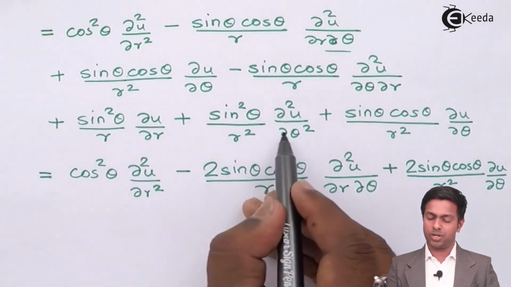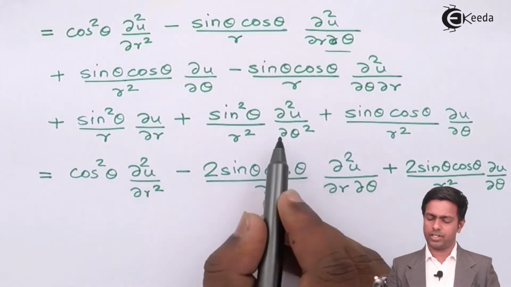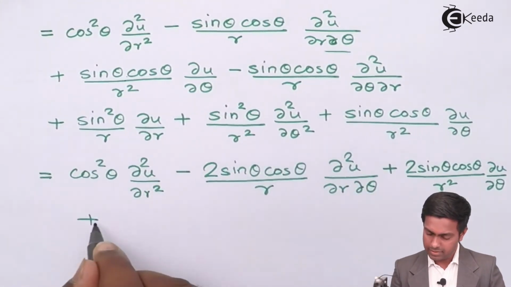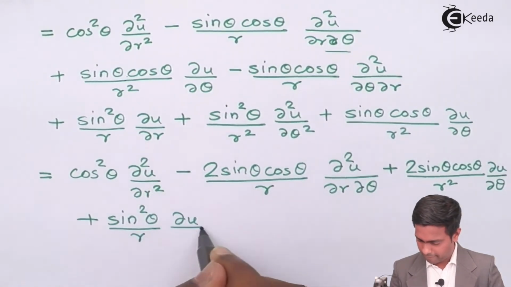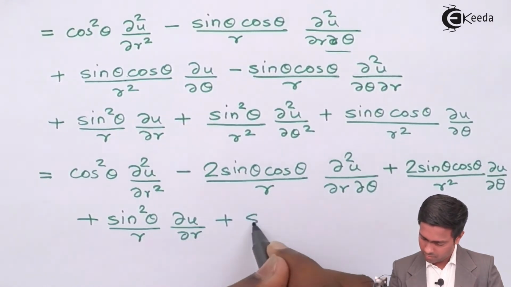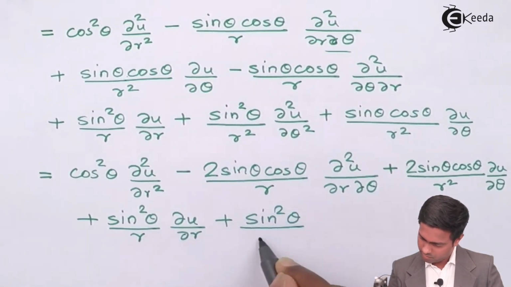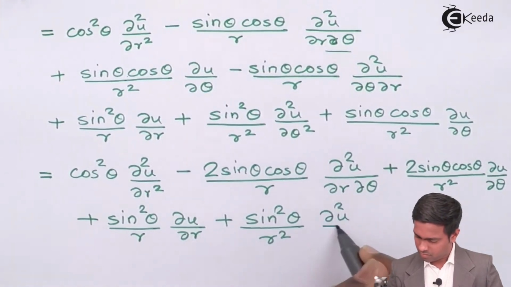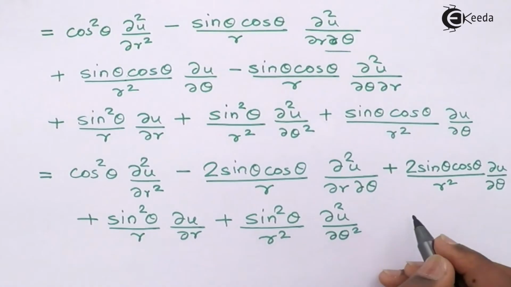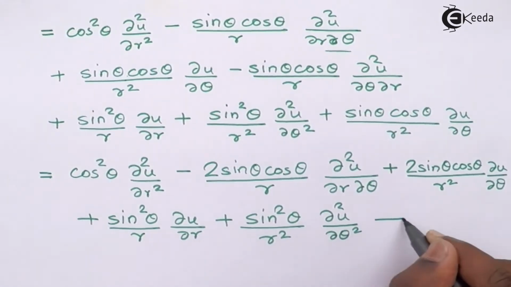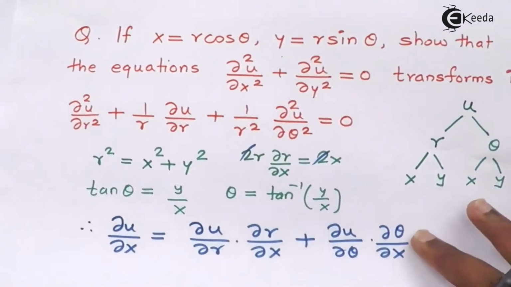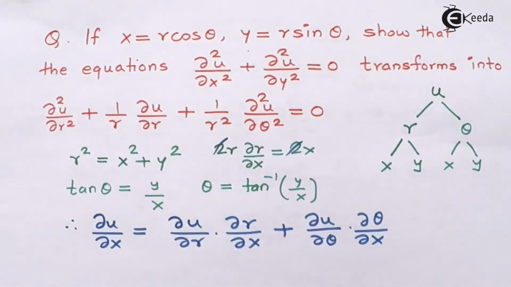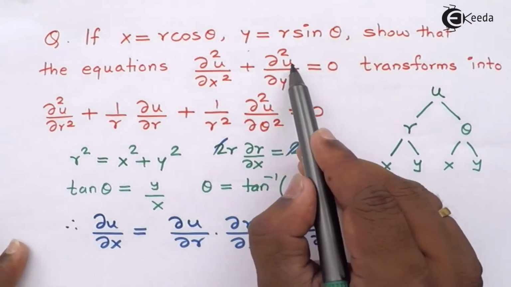Next, these two terms are remaining, so we'll write them as they are because there is no other term present. So plus... now guys, we'll call it equation number 1. So here we got the value for del square u by del x square. Now guys, after that we have to find out the value of del square u by del y square.